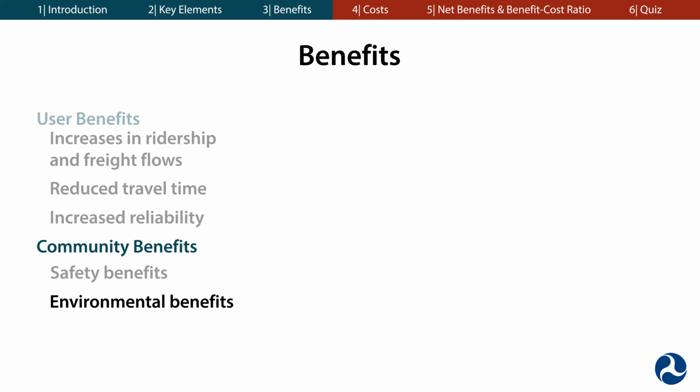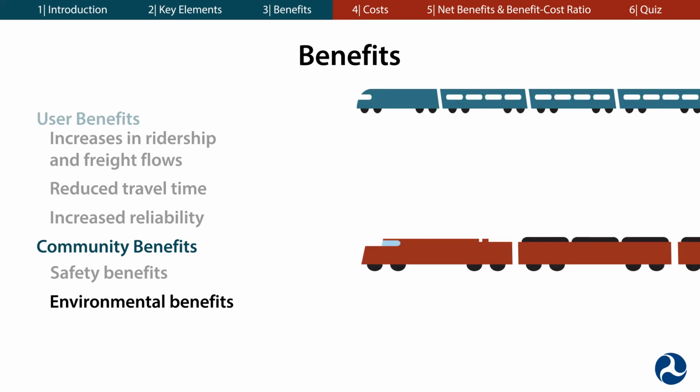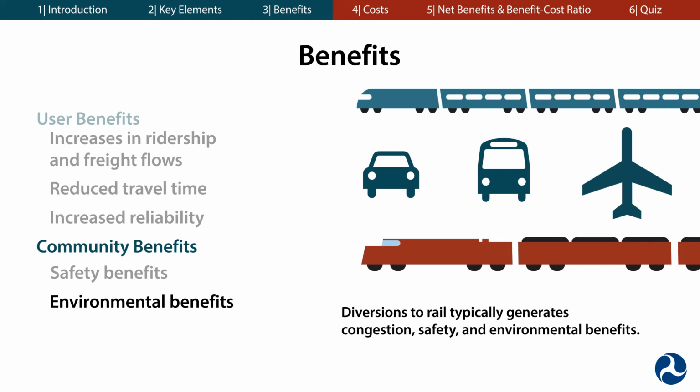Another outcome from an increase in both passenger and freight rail service is diversion from other modes. Many of the rail trips displace those that would otherwise be made by car, truck, or plane. Diversion to rail typically generates congestion, safety, and environmental benefits.